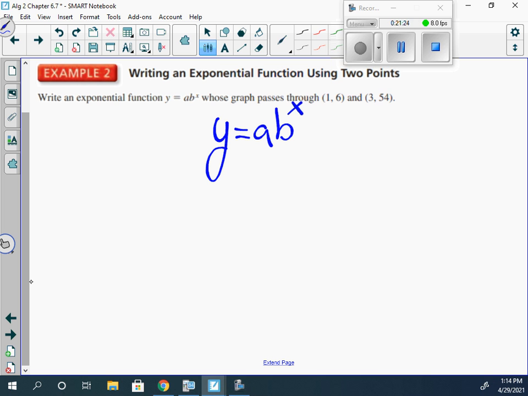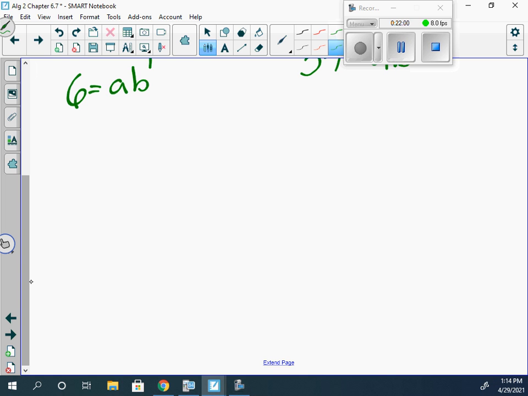X and y, x and y. So what that tells me for (1, 6), that when y is 6, x is 1. So a times b to the first, whatever a and b are, we get a value of 6. When x is 3, y is 54, which is equal to a times b to the third. When I take a times b to the first, I get 6. When I take a times b to the third, I get 54. So both of these are true. Both of these are points on the line.